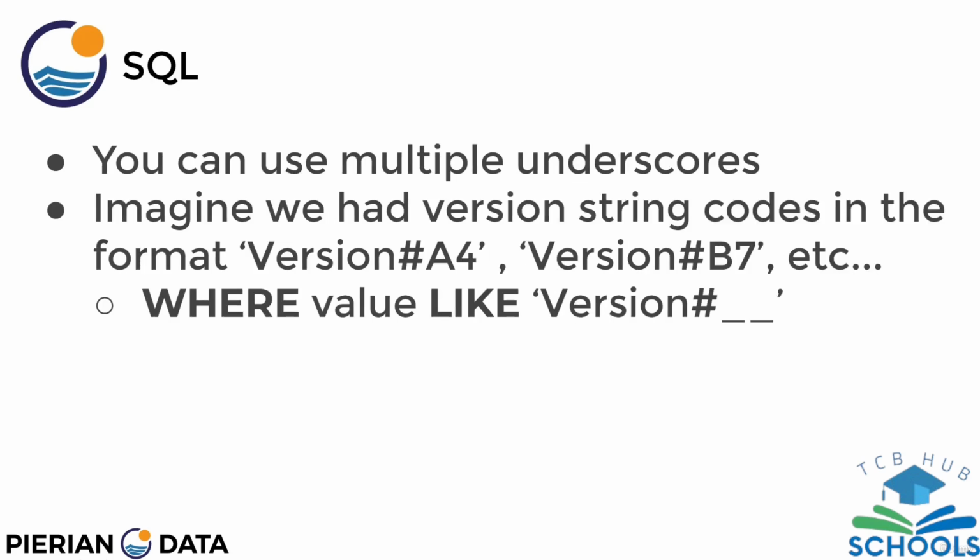Now you can use multiple underscores. So imagine we had version string codes in the format, something like version hashtag A4, and then version hashtag B7, etc. So that would be something like where value like 'version #' and then 2 underscores, where those 2 underscores can be filled with any sort of characters you want. So this essentially leaves open any 2 characters to fill in those specific underscore positions.